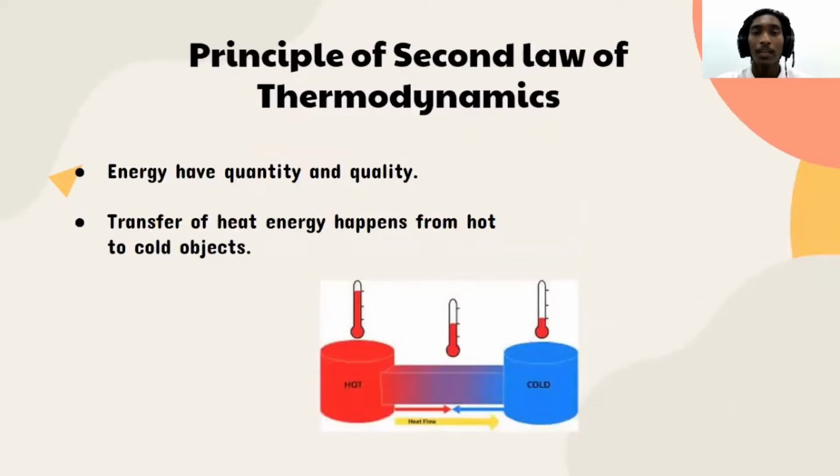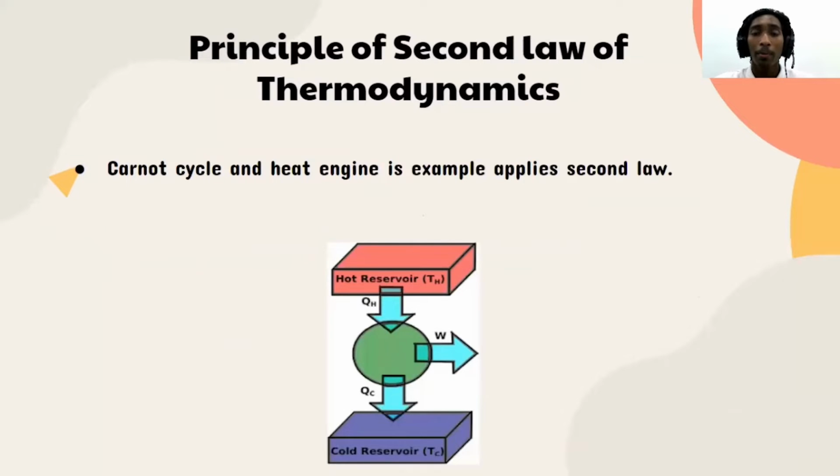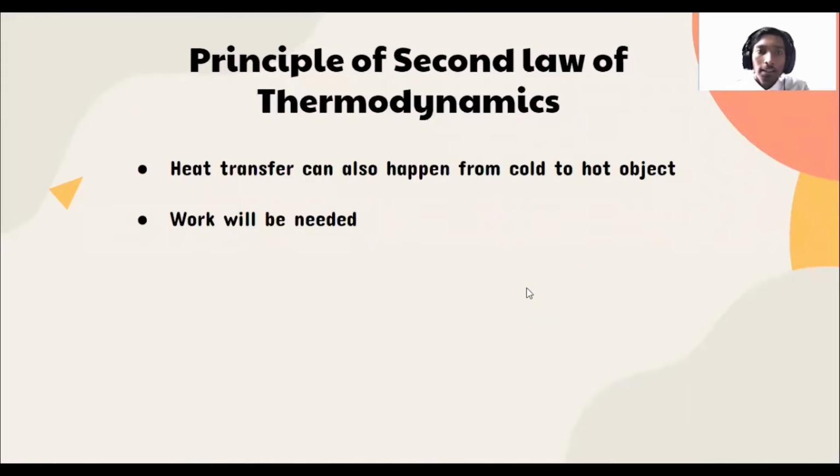The basic principle of the second law of thermodynamics states that energy has quantity and quality, which means energy has magnitude. So the transfer of energy, to be specific heat energy, happens from hot to cold objects, areas, or reservoirs. Examples of applications that use the second law other than the refrigerator are the Carnot cycle and the heat engine as well. Other than that, heat transfer can also happen from a cold to a hot object, area, or reservoir. This might be seen as disobeying the principle of the second law, but it doesn't.